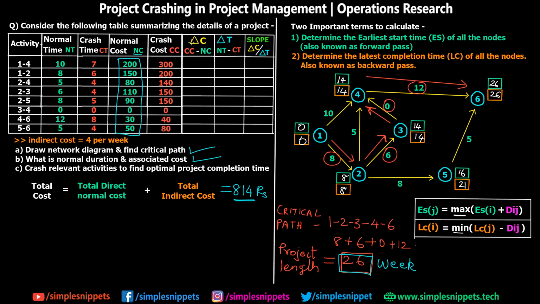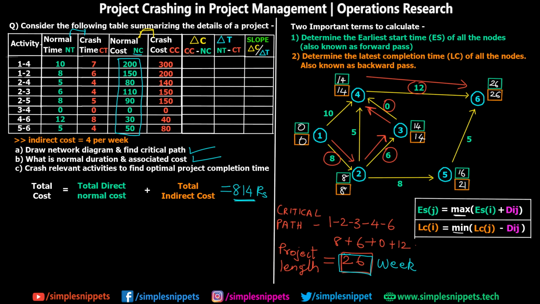This is denoted by delta C, because delta is the difference between the normal cost and crash cost. So these two values, and for the time we are taking the difference between these two values: CC minus NC and NT minus CT. So let's do that for the first activity.